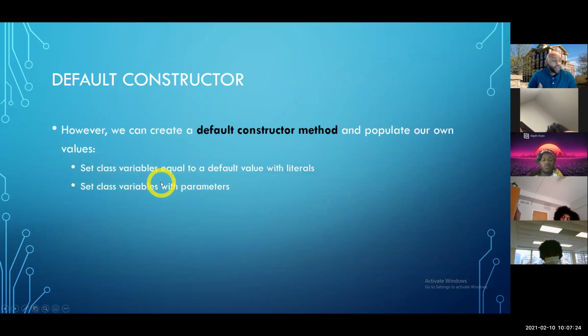However, we can create a default constructor method and populate our own values. We can set our own values inside of our constructor method. So we can set class variables equal to a default value with literals, so we explicitly type it in here, or set class variables with parameters.